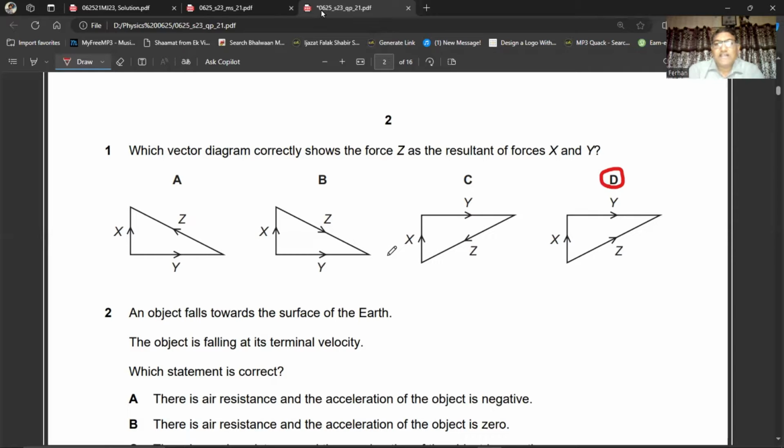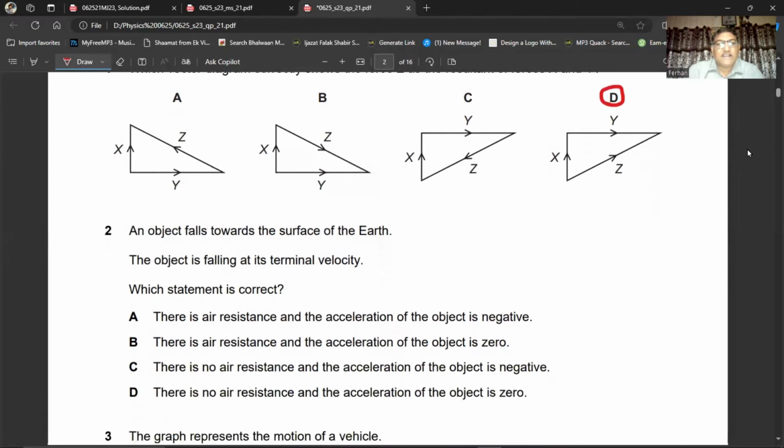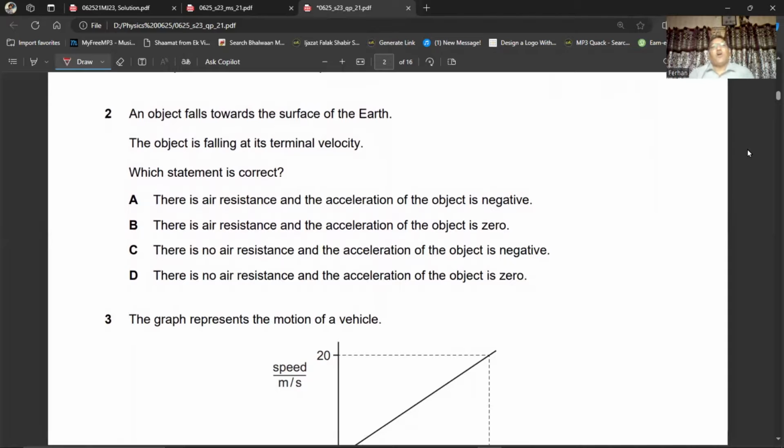Question number 2. He says, an object falls towards the surface of the earth. The object is falling at its terminal velocity. Which statement is correct? There is air resistance and the acceleration of the object is negative. When you fall with the terminal velocity, your velocity becomes constant. When your velocity is constant, that means the acceleration is 0. So there is air resistance and the acceleration of the object is 0. This B statement looks right to me.